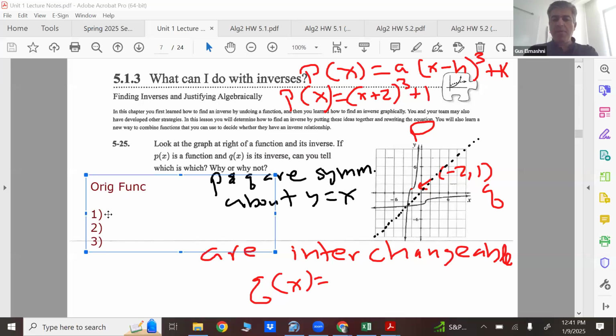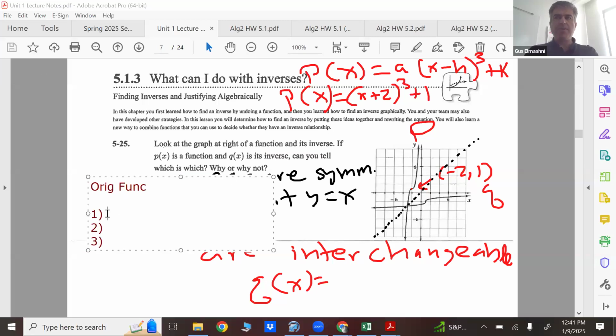So the original function, what are the things happening to x on the original function? What's the first thing x sees? You're adding what? 2, right? And then what's the next thing it experiences? It's cubed. And what's the third thing it sees? Right. Okay. So those are the things that are happening.